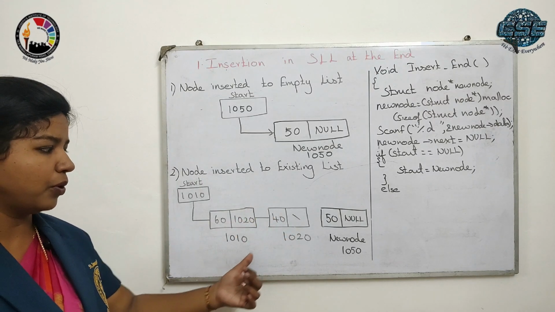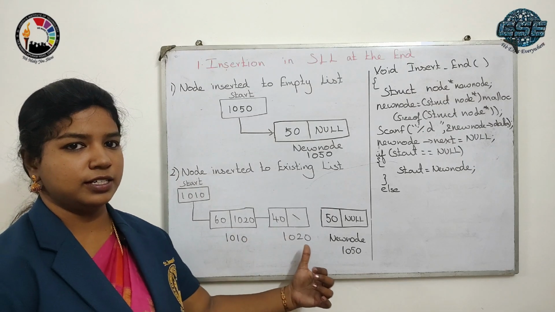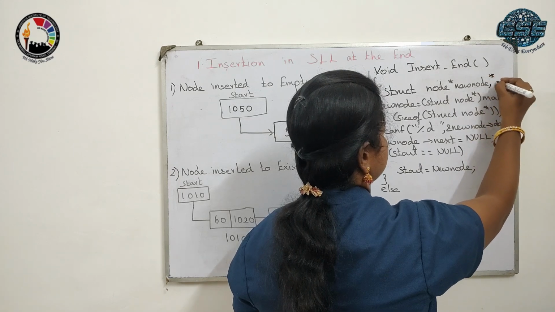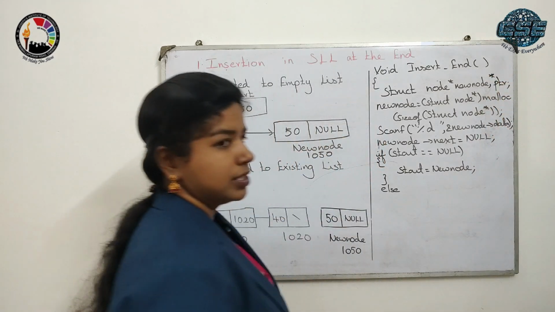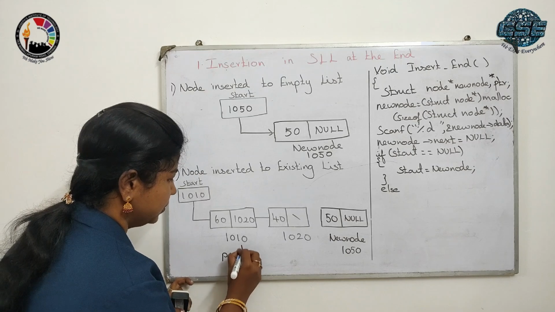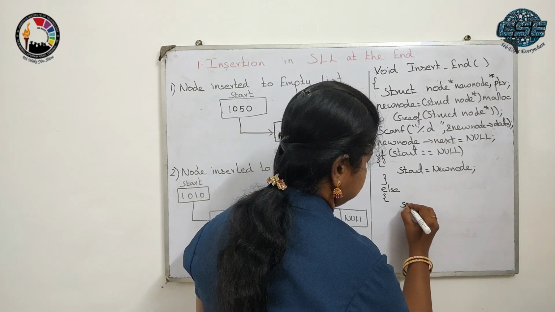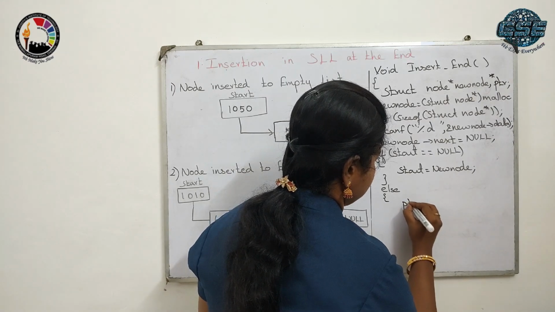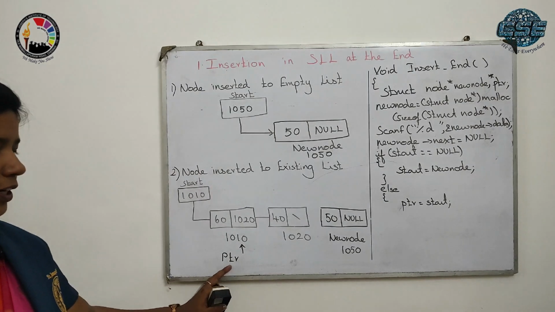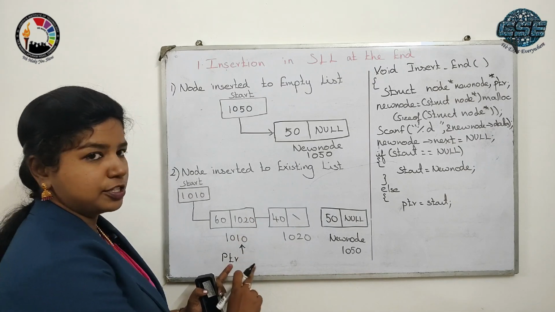So here you will have a pointer variable. That pointer variable will traverse from the first node till it reaches the last node. So I am creating a pointer variable here for traversing from the first node. Initially I am making the pointer variable point to the first node, that is, to start. This pointer variable should traverse until the pointer of next points to null.